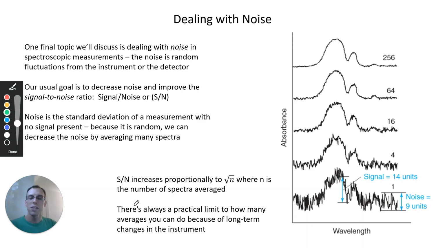There's always some sort of practical limit, though, to how many averages you can do, because there are long-term changes in the instrument. The temperature will change. You'll have some sort of electrical change. The pressure in the room will change. All these things will affect the signal that you get from your detector, which limits how long you can actually do averaging, practically speaking.